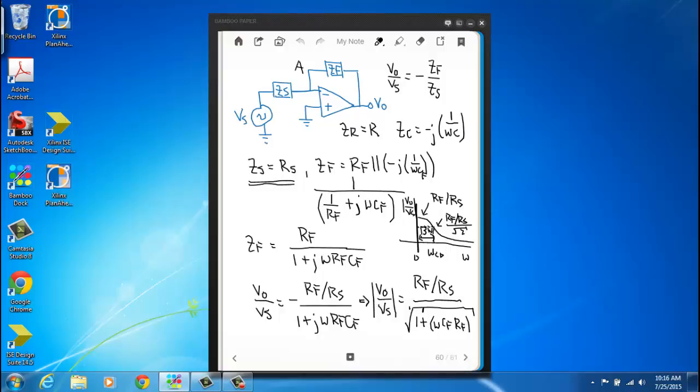Now, as I mentioned, in this class we only cover the low pass case. If you're interested in more detail about the active high pass filter and also the active band pass filter, well, I'll refer you to the text. There's a discussion in the text about those filters.